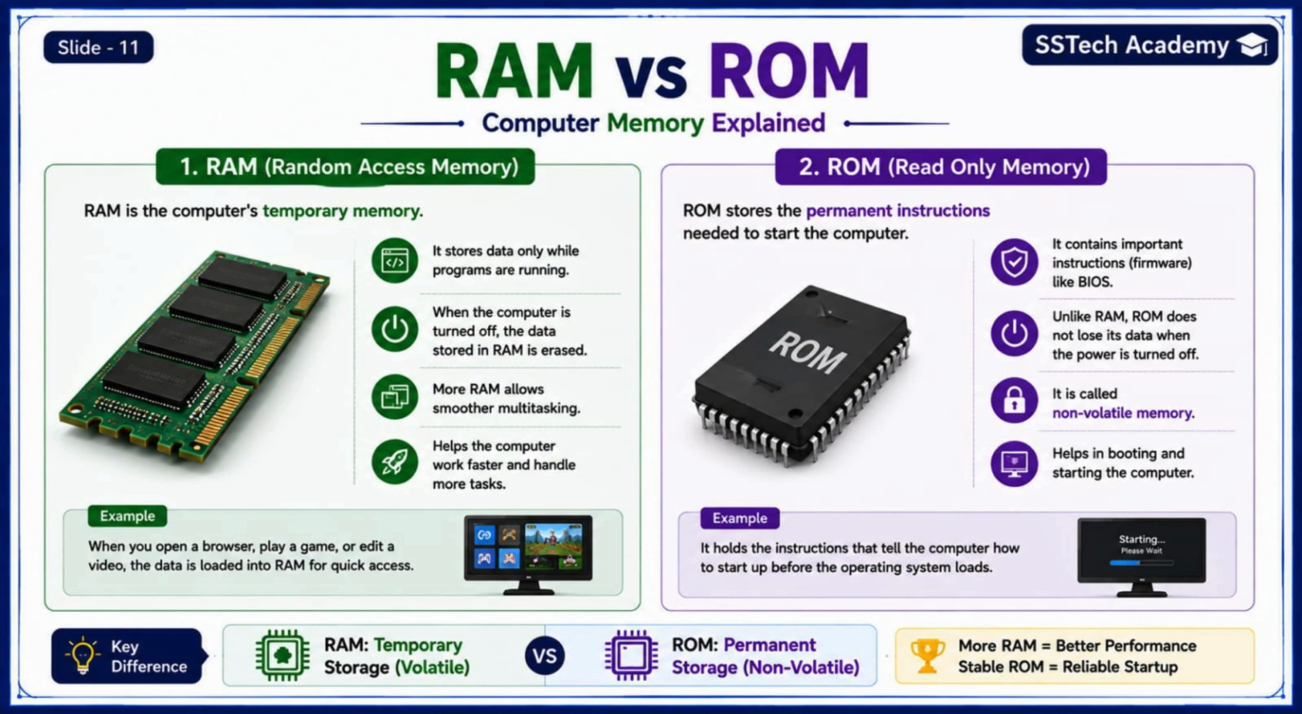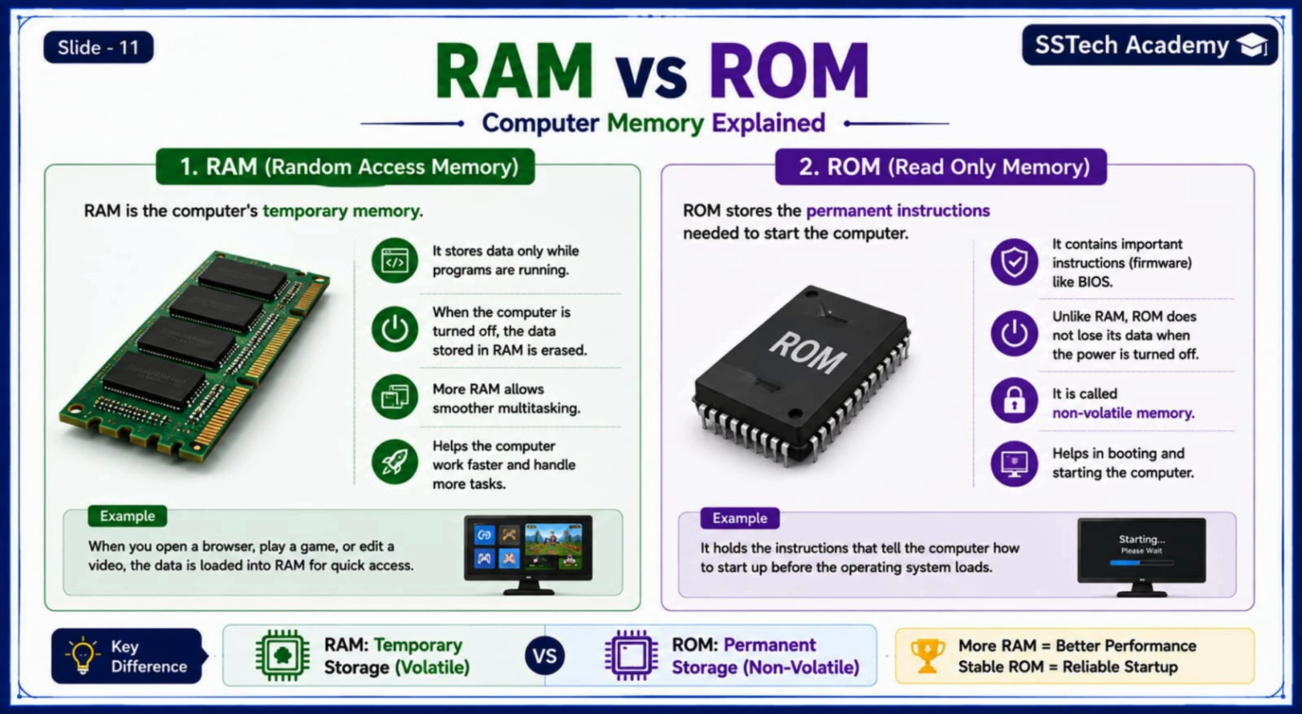First, let's talk about RAM, which stands for Random Access Memory. RAM is the computer's temporary working memory. It stores data and programs that are currently being used. For example, when you open a web browser, play a game, or edit a video, the required data is loaded into RAM for quick access. RAM is volatile memory, which means its stored data is lost when the computer is turned off. Generally, having more RAM allows a computer to handle more tasks smoothly.